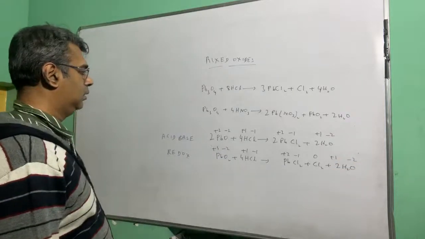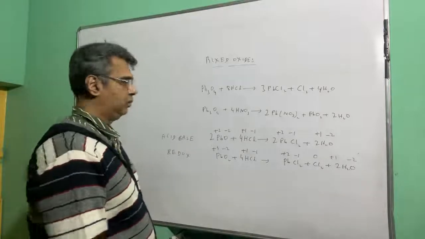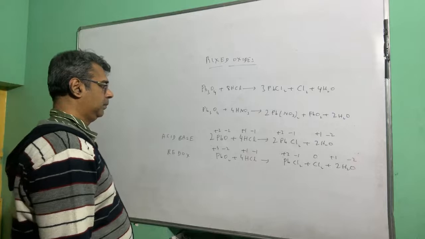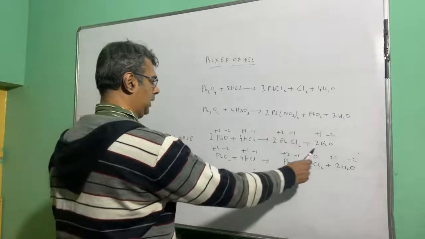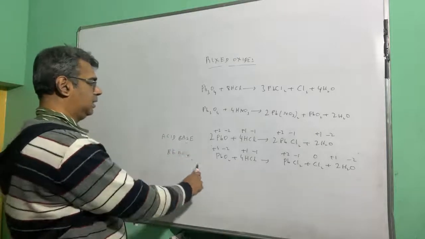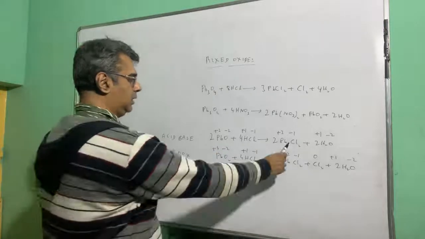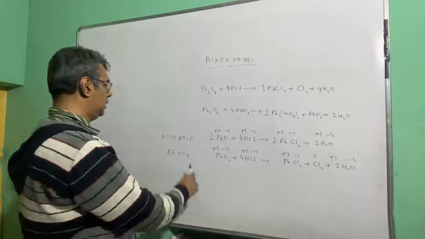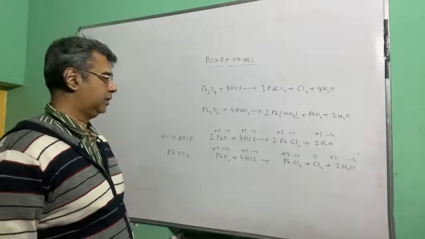So if you have a look at the first reaction, lead is plus 2, here also lead is plus 2. In both the places, lead is plus 2. And oxygen here is minus 2, here is minus 2, chlorine is the same. So this is an acid-base reaction. This is acid, this is a base, that is salt plus water. Acid plus base is equal to salt plus water. So this is an acid-base reaction. It is not a redox reaction.